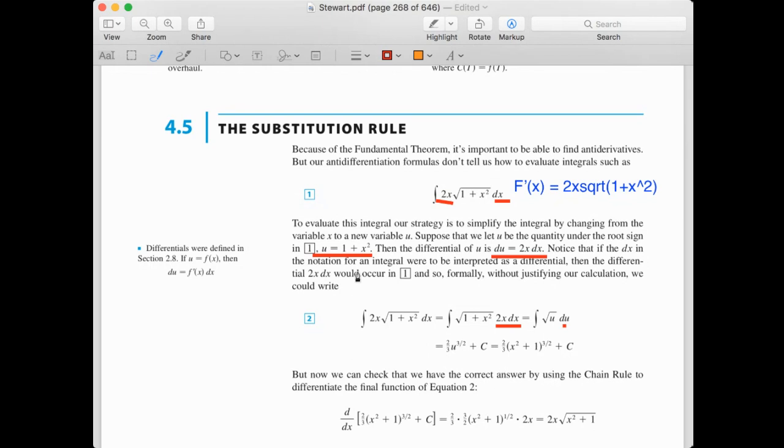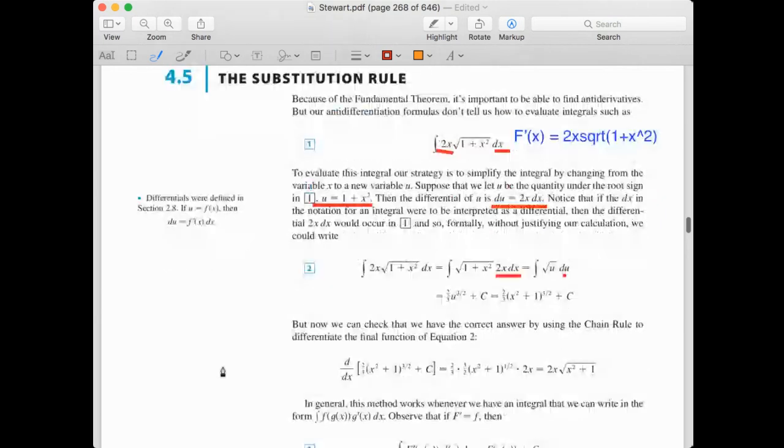Okay, the trick is this. We rewrite x into u terms, and we rewrite dx into du terms. If we remember this process, we need to find u, and we need to find du: u in terms of x, du in terms of dx. Then we substitute the x terms into u, and the dx term into du.